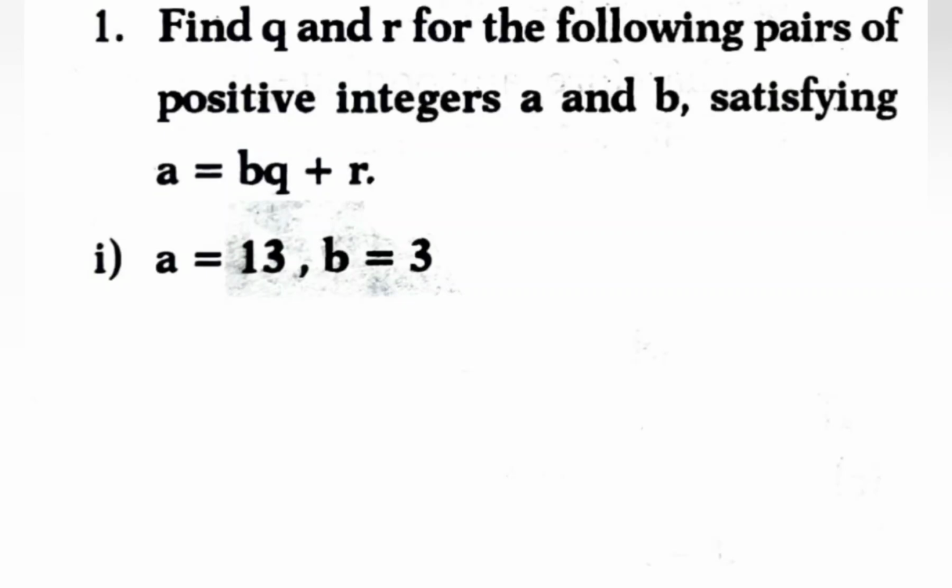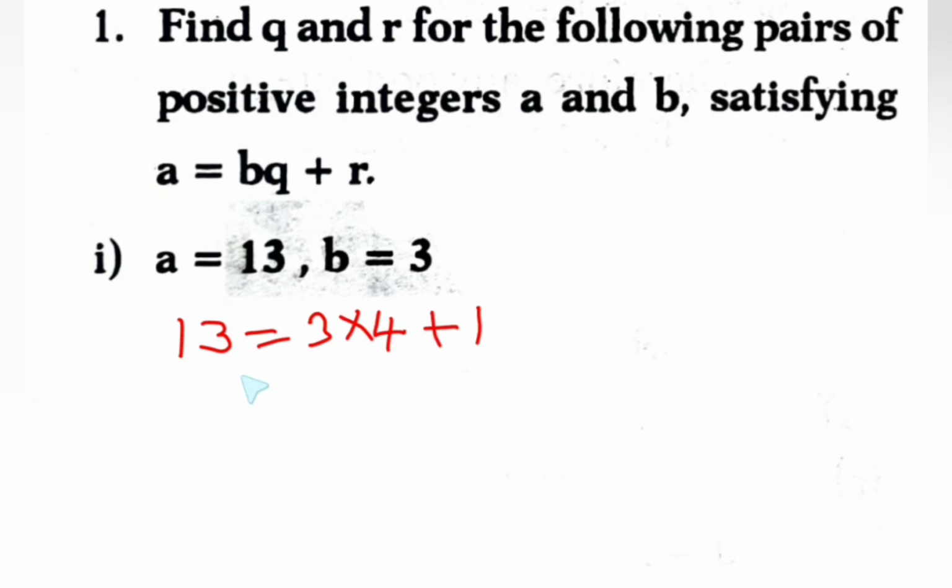Find q and r for the following pair of positive integers a and b satisfying a equals bq plus r. Here a is given 13 and b is given 3. Now we can write this equation as a equals bq plus r. a is 13, b is 3, and we can write 13 is 3 into 4, 12, plus remainder 1.